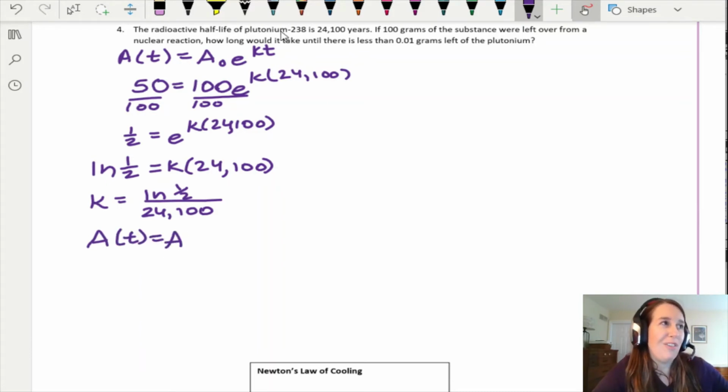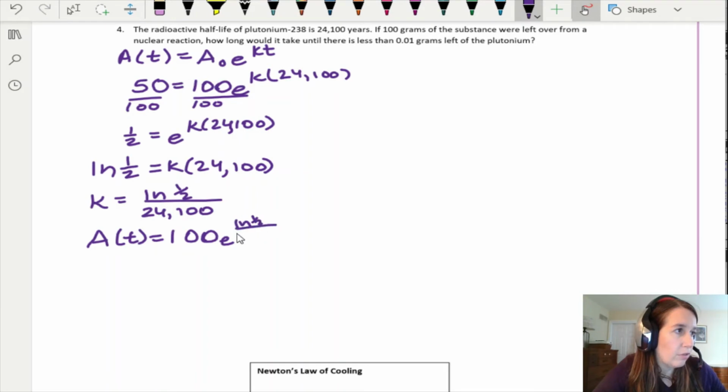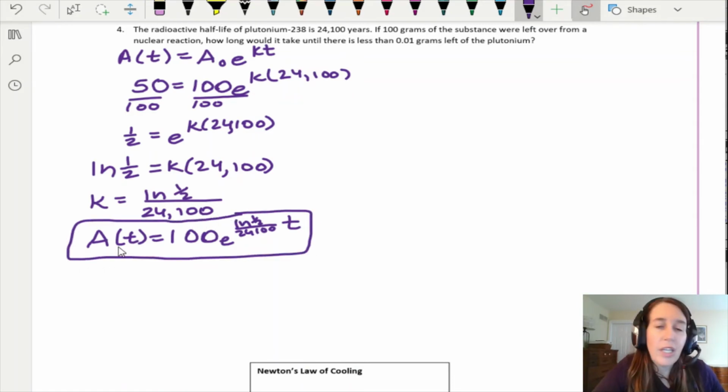Okay, so basically our model equation then is A of t is equal to A naught. Oh, sorry, actually in this problem they told us A naught, didn't they? So we're going to change that to 100 e to the, and then K is the natural log of a half over 24,100 times t. So basically our equation needs to be in terms of t, and t over here needs to be our only variable. Then we can use that equation to answer the question.